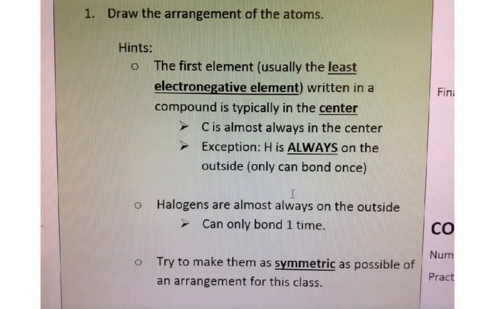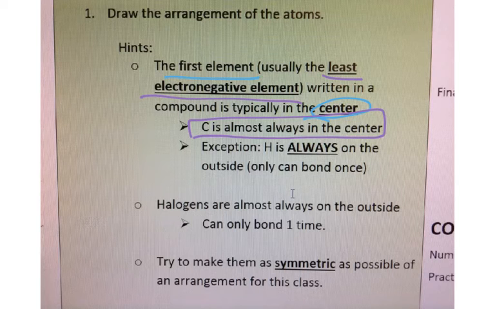If you follow these steps, it is a general blanket statement that these work, but it's not the end-all be-all. So first you're going to have to draw the arrangement of the atoms. What that means is how they are going to be placed in the bond. There are a few hints when drawing it. First, the first element is typically written in the center. That is not always, but that is typical. If you have a carbon in this class, it is almost always in the center. That's why it's typically written first, because it is the least electronegative considering the other elements, but it also is staying in the center of a drawing.